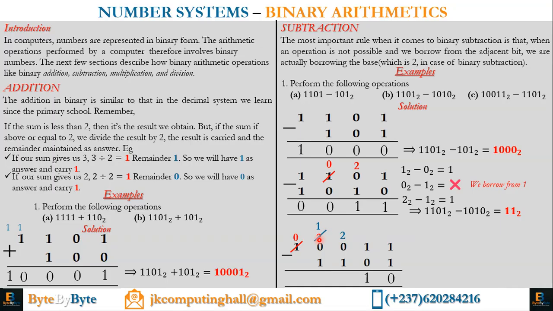Now I borrow 1 from this 2. When I borrow 1 from 2, I'm left with 1. What I added here is the base. 2 minus 1 is 1. 1 minus 0 is 1. And here we have 0. So 10011 minus 1101 is equal to 110, because these two 0s can be omitted. So that is what we have.